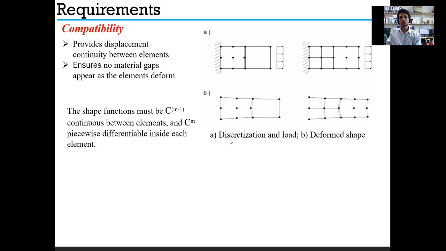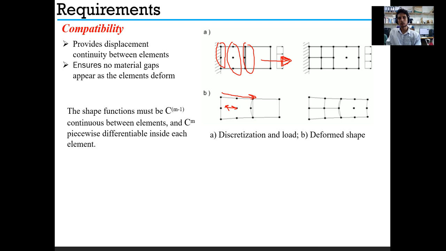Well, you can see here the discretization of a shape, and if it's loaded axially, then the shape will be stressed along this axis, but it provides the displacement continuity. If you provide this load in this axis, then all these nodes seem continuous and provide displacement continuity between the elements, and ensure no material gap.